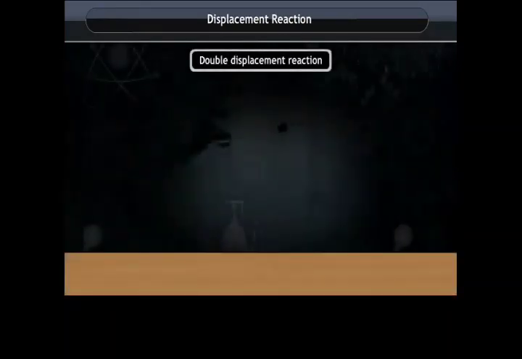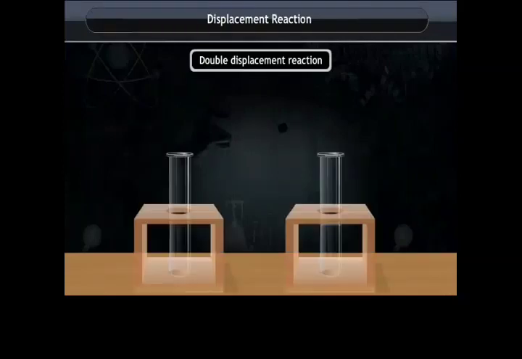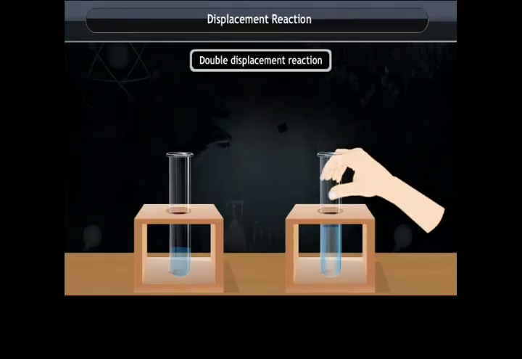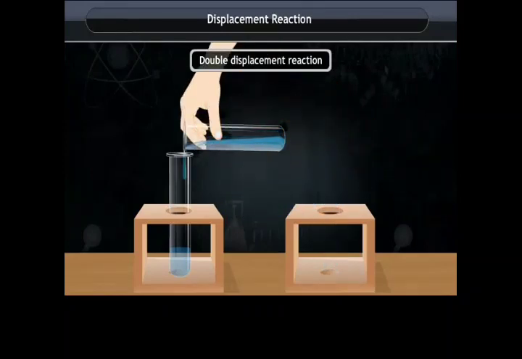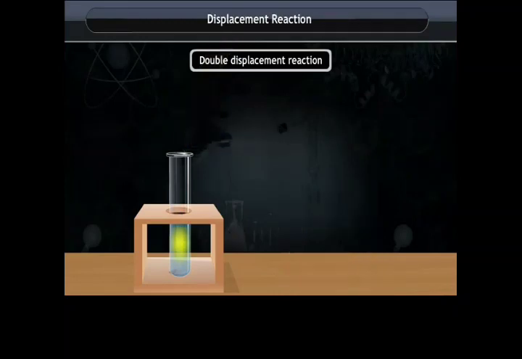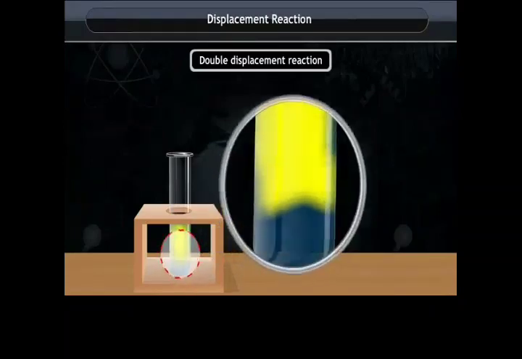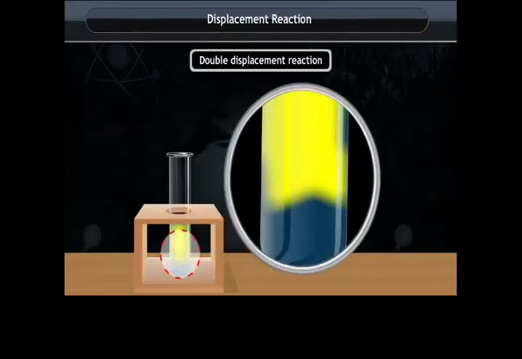Let us understand double displacement reaction with the help of an activity. Take 2 ml of lead nitrate and potassium iodide solution in 2 separate test tubes. Gently pour the potassium iodide solution into the lead nitrate solution. As soon as you do this, you will observe the formation of a yellow precipitate. This yellow precipitate is of lead iodide.